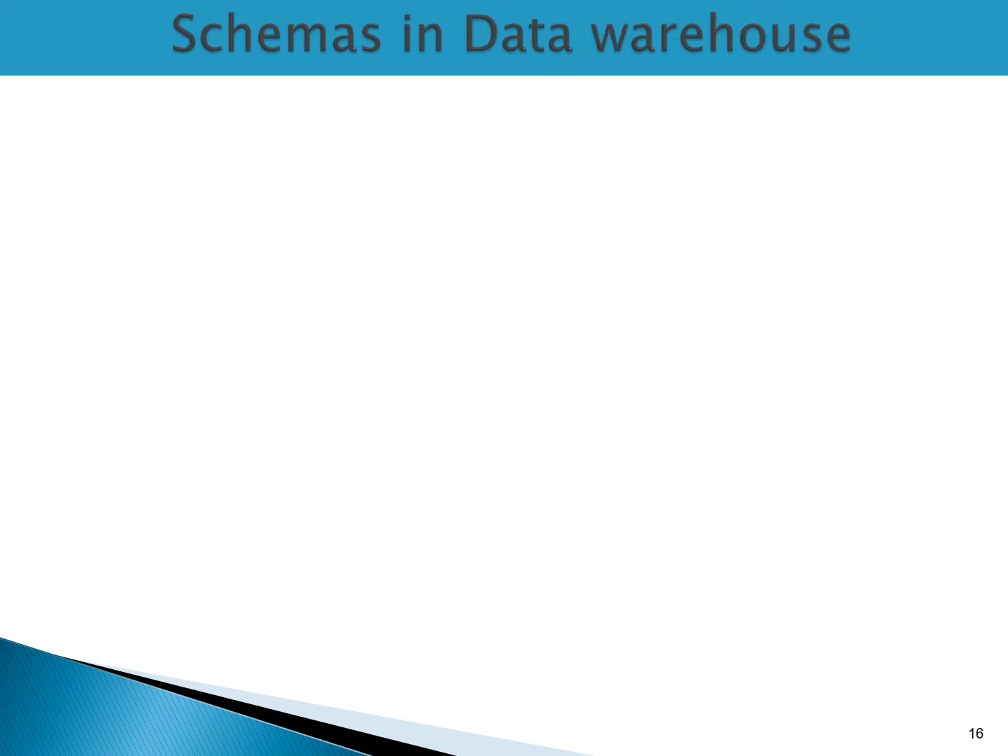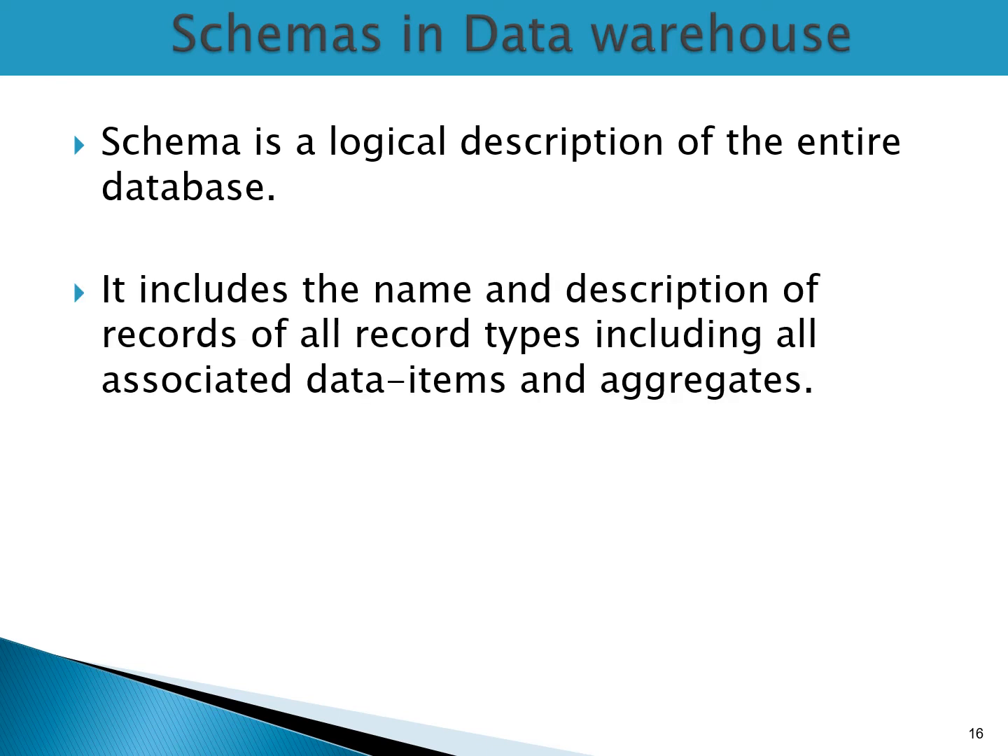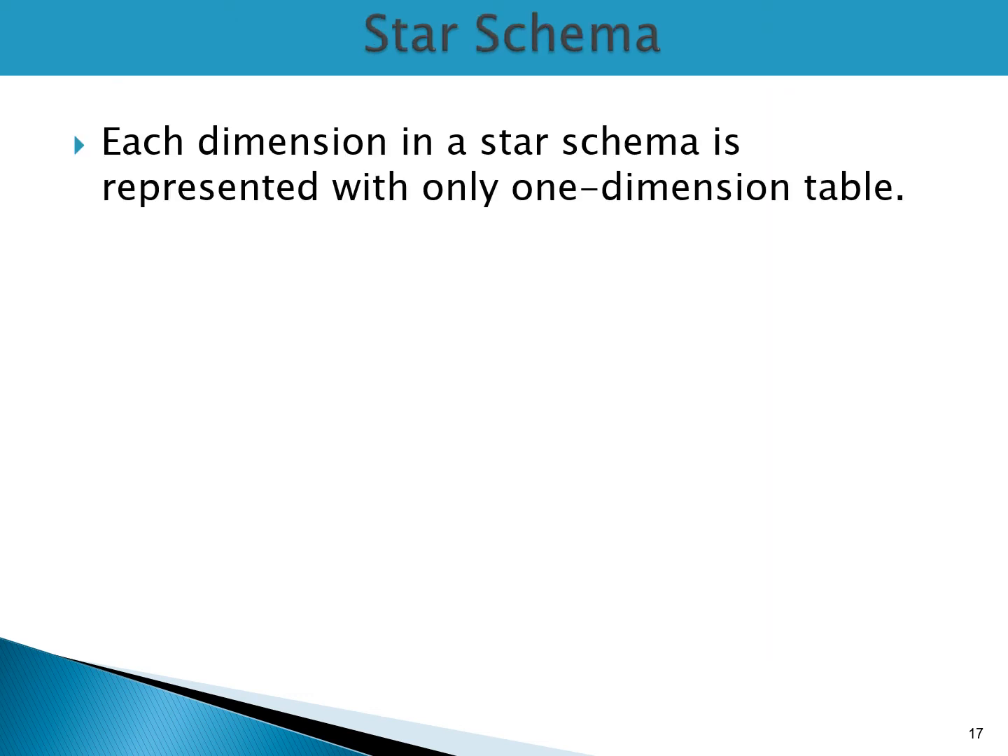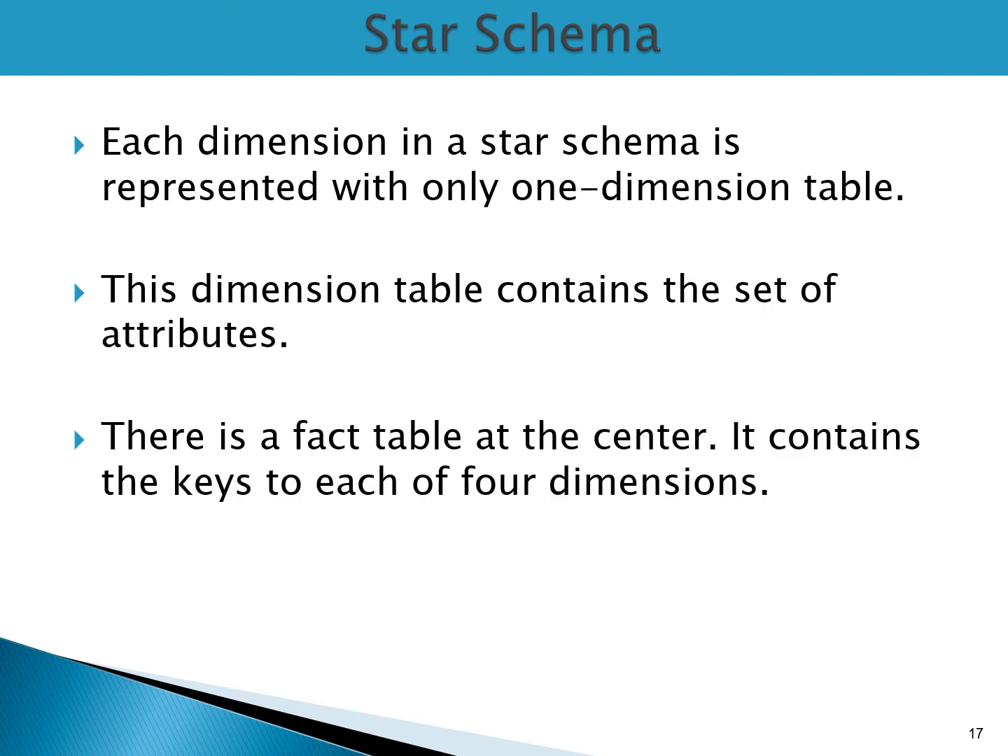The schemas in data warehouse. Schema is a logical description of the entire database. It includes the name and description of records of all record types, including all associated data items and aggregates. So all these things are included in the schema. There are three types of schemas which we use in the data warehouse. First is the star schema, which is the simplest one.